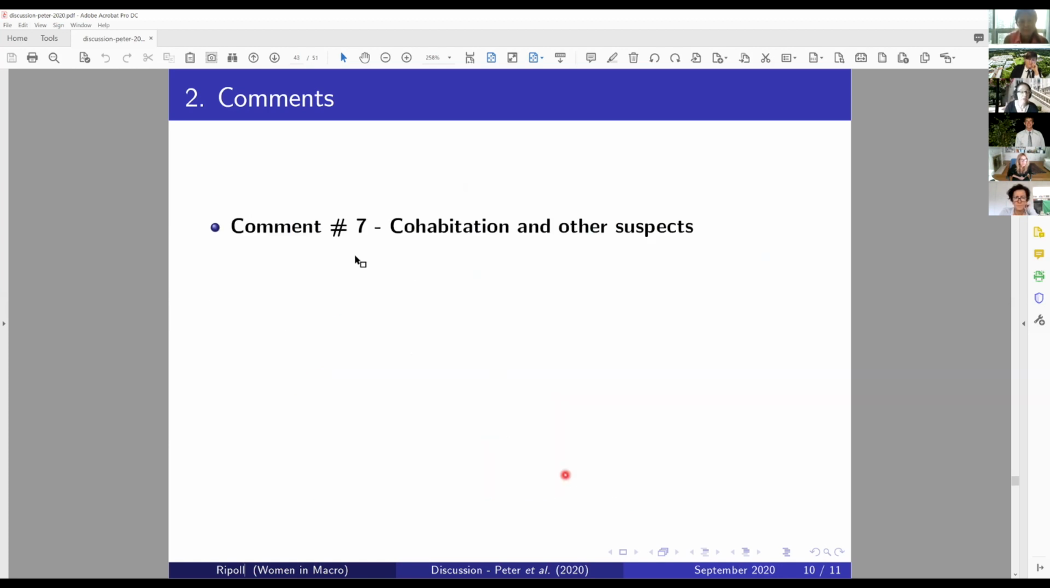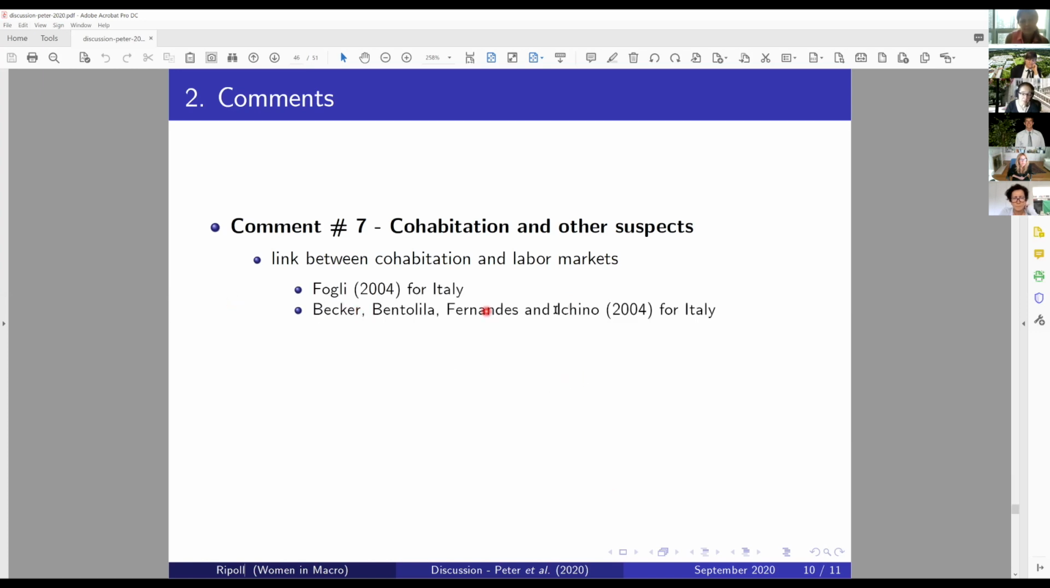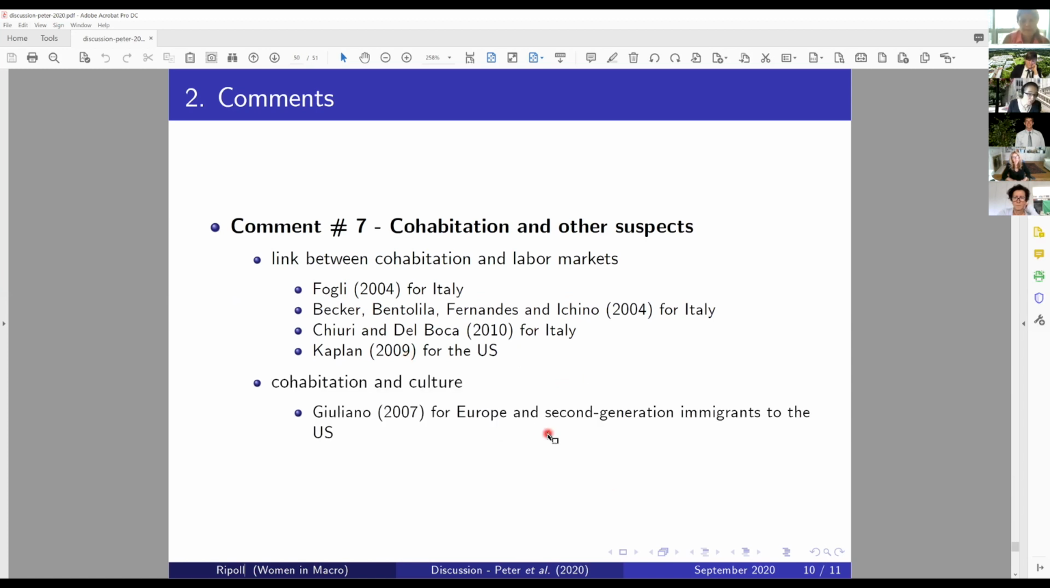My last point is cohabitation, and I call it other suspects. I just wanted to bring up the labor markets. There are a number of papers out there. Actually, Alessandra has one of those papers about Italy. There is a lot of discussion in the paper about rental markets, cohabitation, and ownership. But there is a literature that talks about labor market frictions as the ones that are actually relevant to think about cohabitation in a bunch of countries in Europe, even in the United States. There is even one paper about cohabitational culture, but I'll just leave it there. I think it's a very interesting paper, very thought-provoking.